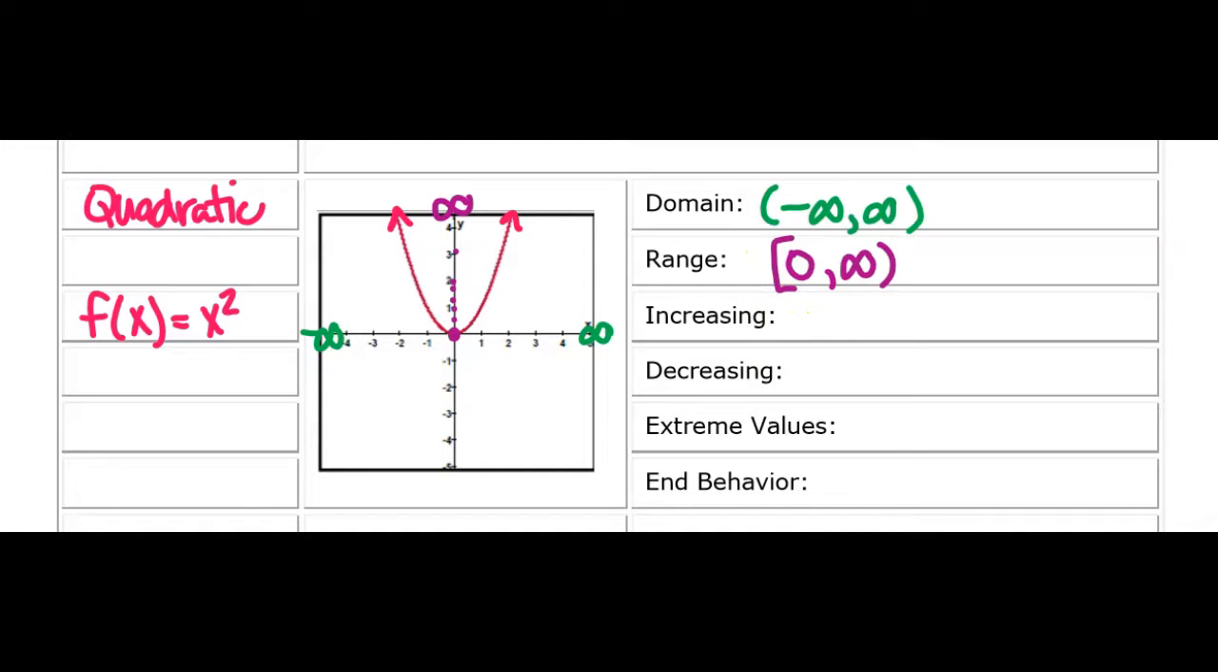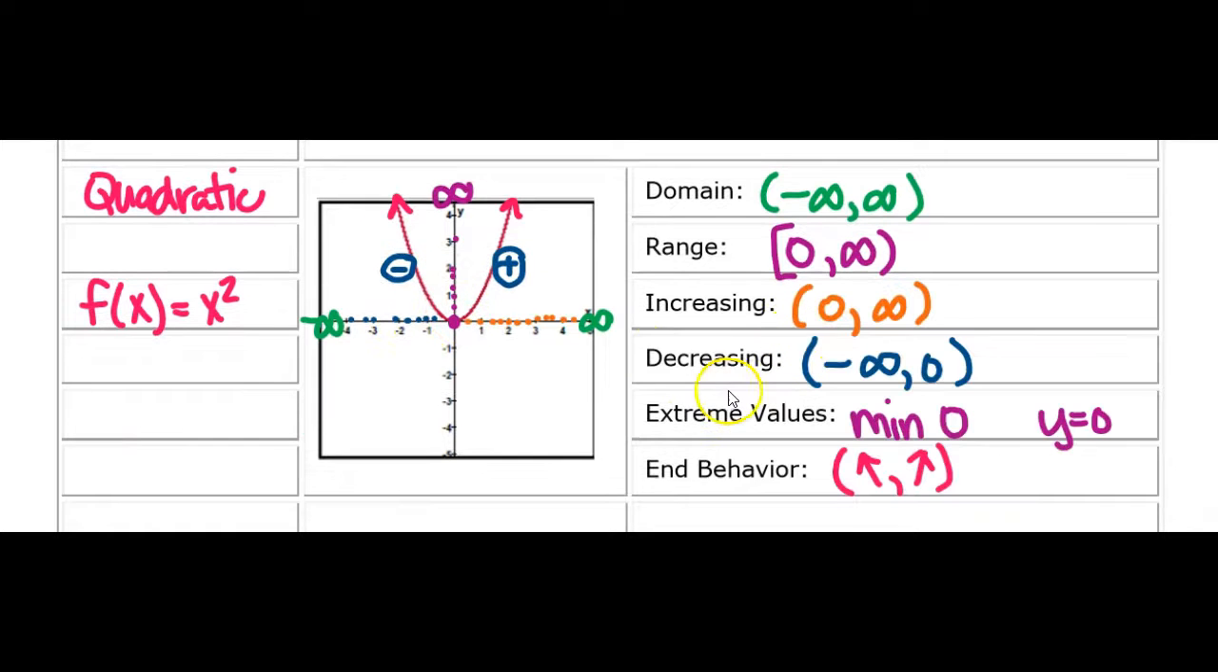All right, let's take a look at increasing, decreasing. As we start on the left, from here all the way to 0, we can see this graph is coming down. So we have decreasing, and then once it hits 0, 0, then it begins increasing. So from negative infinity all the way to 0, we have decreasing behavior. And then from 0 to positive infinity, we have increasing behavior. And again, those should both have parentheses.